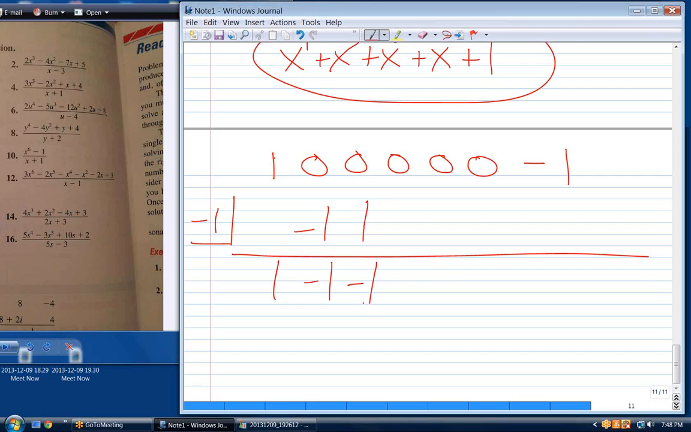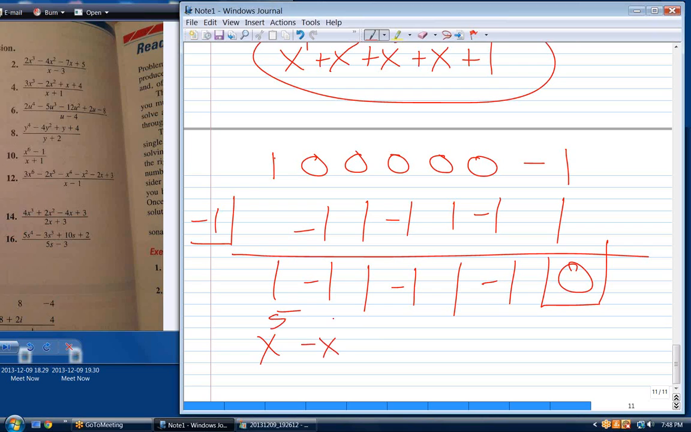It's going to be different. Oh, maybe it isn't. Whoops, hold on. Excuse me. Boy, it's easy to make a mistake when you go too fast here. This is going to alternate. So then 1, 1, -1, -1, 1, 1, -1, -1, 1, 0. So this is going to be x to the 5th minus x to the 4th plus x to the 3rd minus x squared plus x minus 1.